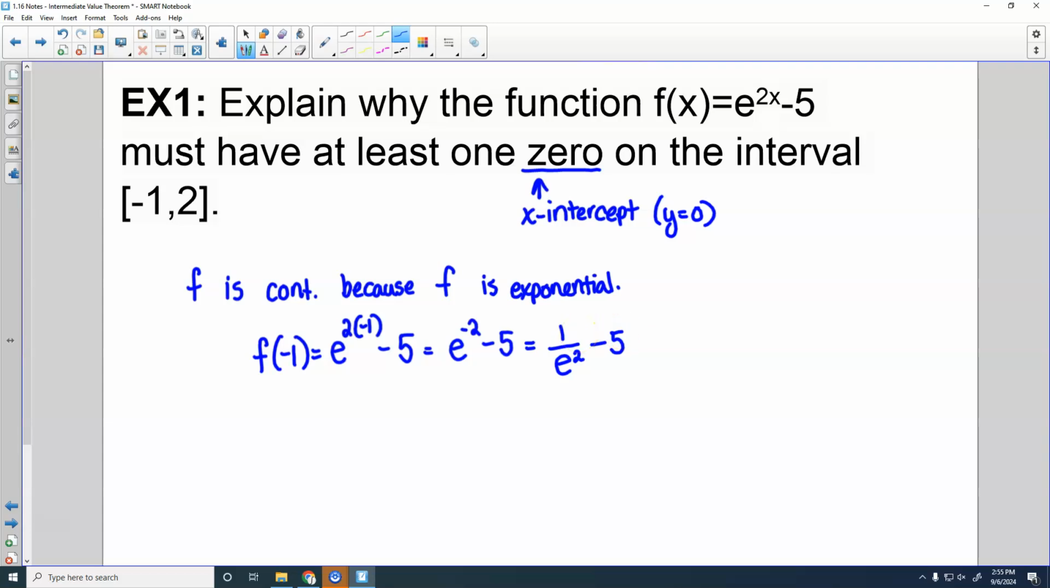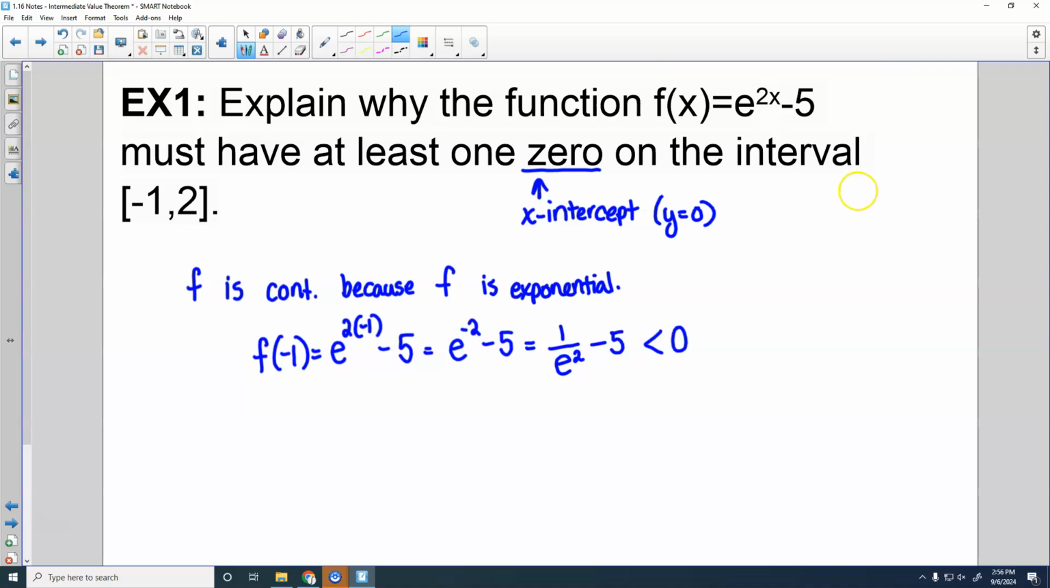Is that going to give me a positive or a negative number? It's going to be negative because 1 over e squared is going to be a really small number, right? E is like 2.718. When we square it, 1 divided by that, it's going to give me a small decimal. Definitely something smaller than 5. This is going to be less than 0. So when I plug in -1, I get a negative number.